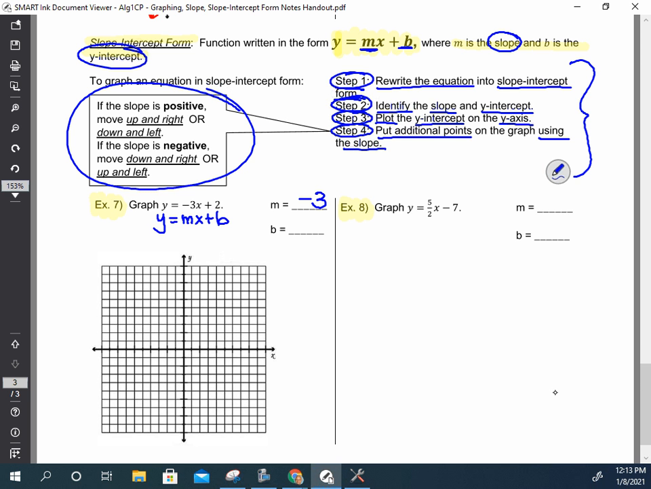What's the y-intercept? 2. So remember, m is the slope, b is the y-intercept. So we identified the slope and the y-intercept. Plot the y-intercept on the y-axis. So you go to the y-axis and put a dot on positive 2.